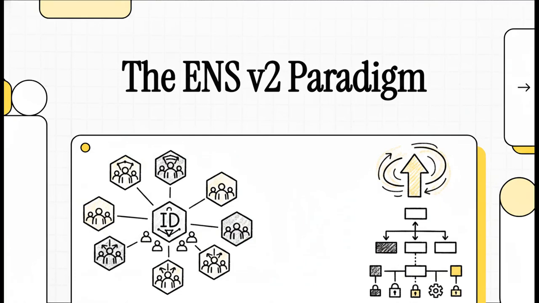Welcome to the Explainer. So, if you've been keeping up with the Web3 space, you know that the Ethereum Name Service, or ENS, is pretty much the foundational identity layer for the decentralized internet. But right now, we're witnessing a massive fundamental shift on Ethereum L1 with the ENS v2 upgrade. We're talking about moving away from just a simple naming service and really evolving into a robust, programmable, on-chain organizational framework. It's a huge deal.